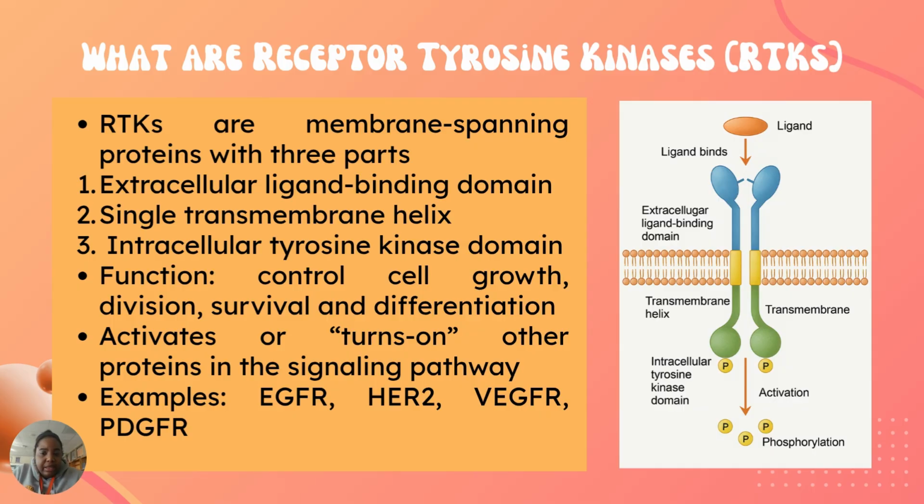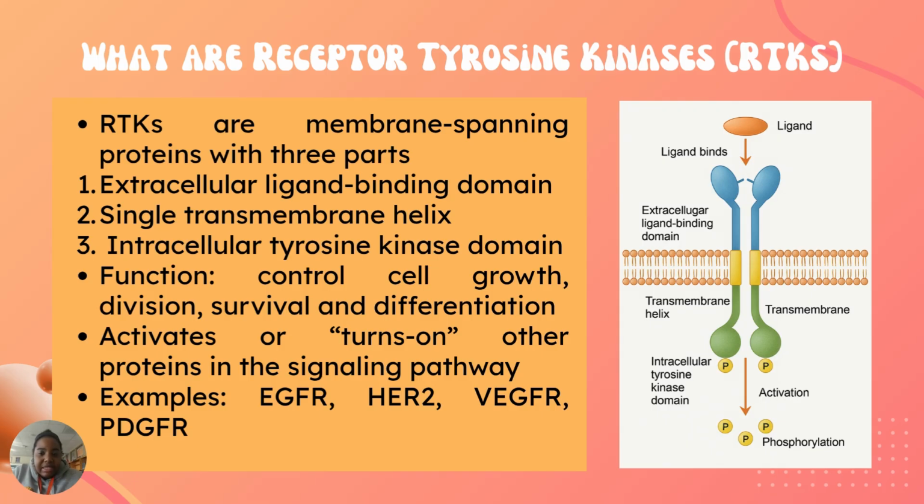The second part is the transmembrane helix. This is a single stretch of amino acids that act like the cord that tethers the receptor into the cell membrane. However, it doesn't do much signaling itself, but it holds everything in place. The last part is the intracellular tyrosine kinase domain. This is where the real action takes place.